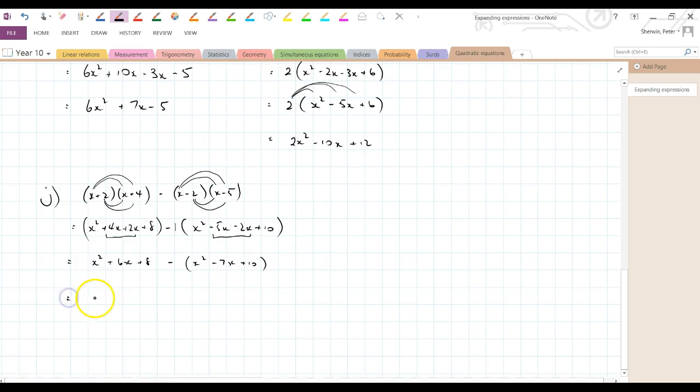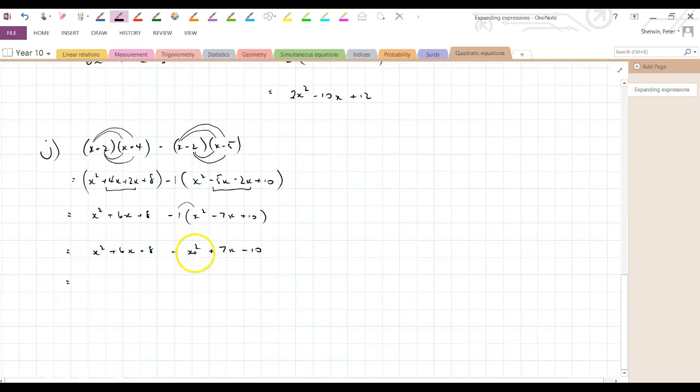Okay, so now let's remove the brackets. Minus x squared plus 7x minus 10. Do you see what happened there? Minus 1 times x squared. Minus 1 times minus 7x. Minus 1 times 10. Okay, finally, we collect like terms. X squared minus x squared, gone. 6x plus 7x, 13x. 8 minus 10, minus 2.